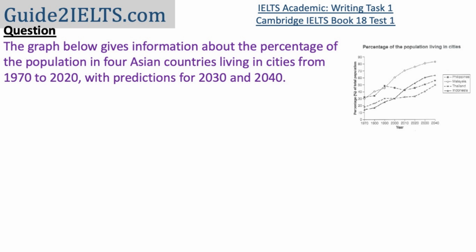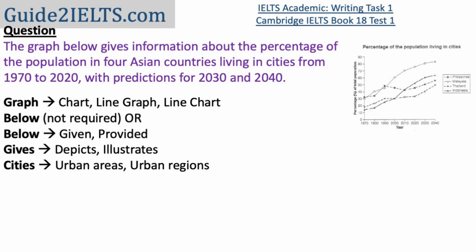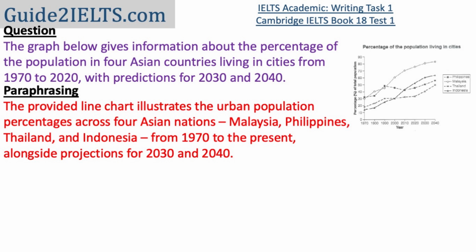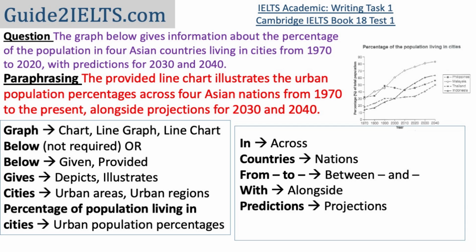One way to paraphrase is to change some words in the question. For example, graph can be changed to either chart or line graph or line chart. The word below from the question can either be deleted or it can be replaced with words like given or provided, and so on. Here is a paraphrasing of this question. The provided line chart illustrates the urban population percentages across 4 Asian nations from 1970 to 2020, alongside projections for 2030 and 2040. Here's a list of changes that I have made. Notice especially the change from percentage of population to population percentages. The words remain the same, but the way they are used is different, and that adds to your lexical resource.